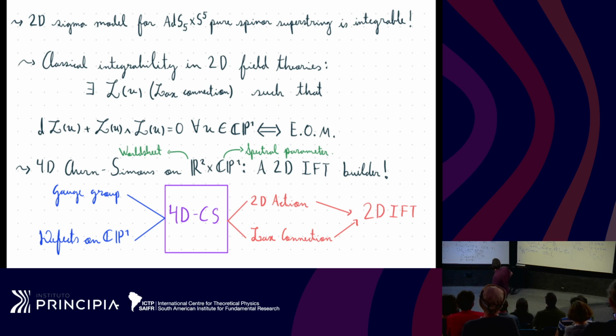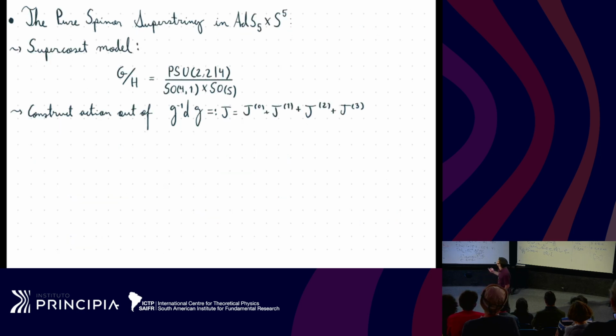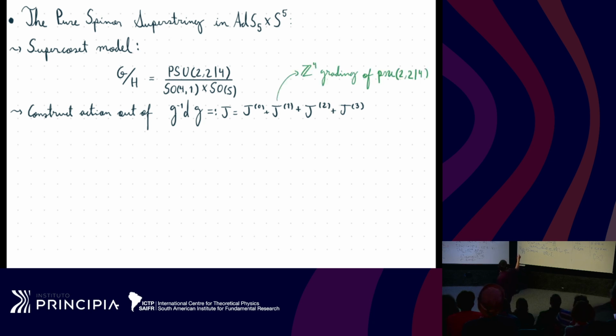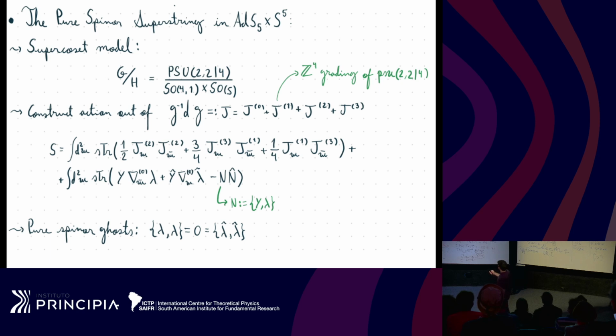We can construct a pure spinor superstring in AdS5 x S5 with this four-dimensional Chern-Simons theory. Let's see. So just a quick review of the pure spinor superstring in AdS5 x S5. It is a supercoset model defined on this coset here, and we construct the action out of the g^-1 dg, the Maurer-Cartan currents, and we can use the Z4 grading of the PSU(2,2|4) superalgebra to decompose the Maurer-Cartan currents in terms of these four other fields, and we use them to construct the action.